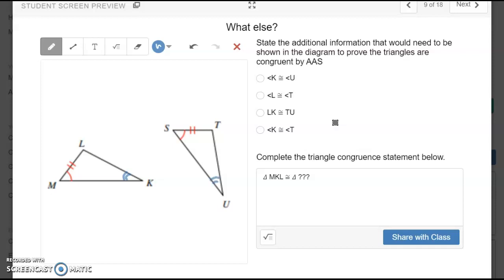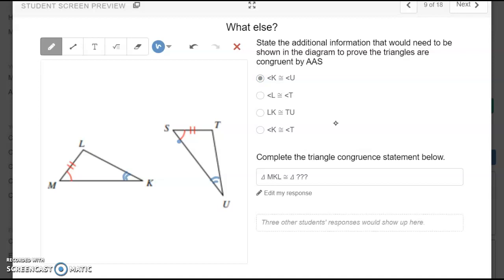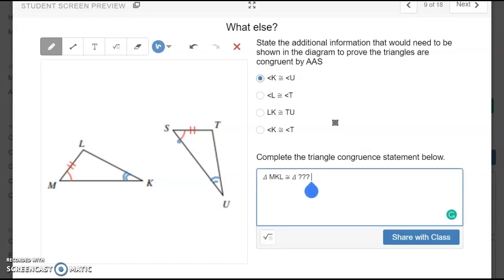If that is the case, then we have two pairs of angles and the side that is not included, not this one, but it is outside of the included angle. There are two pairs of angles with a side that is outside. So what is this angle? It's going to be angle K is congruent to angle U. So which one says angle K is congruent to angle U? It's this one. Oops. And then complete the triangle congruence statement below. Okay, so I need to write the MKL.